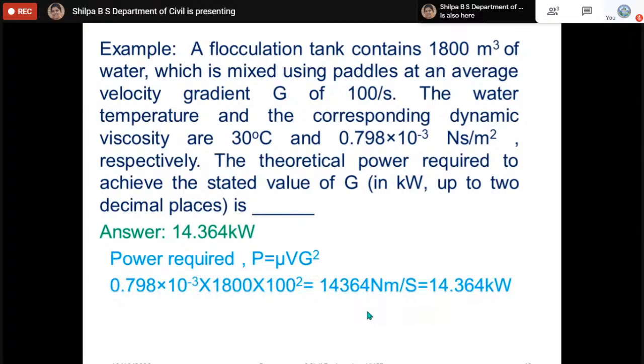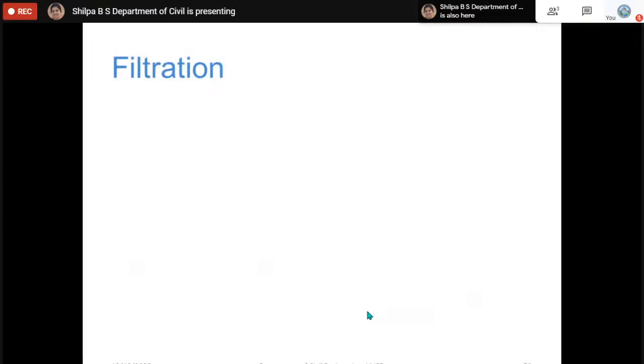Okay, in this, 0.798 is given, that is the dynamic viscosity, and 1,800 is the water volume, and G is the velocity gradient, that is 100. So when substituting that and simplifying, we will get the power in terms of Newton meter per second, and that is converted to kilowatts. So it is 14.364 kilowatts.